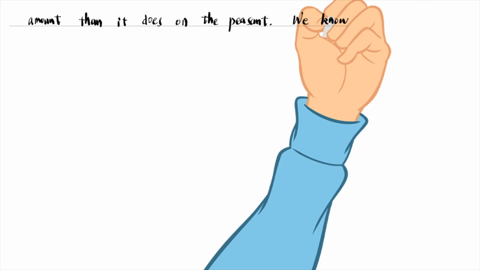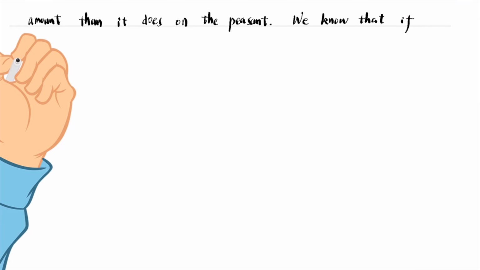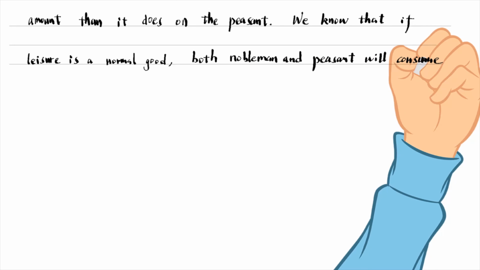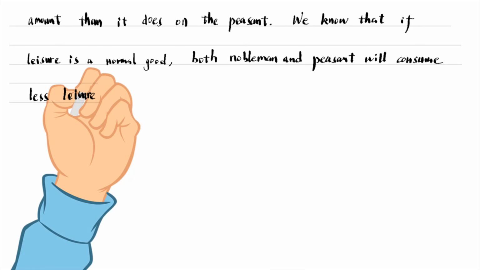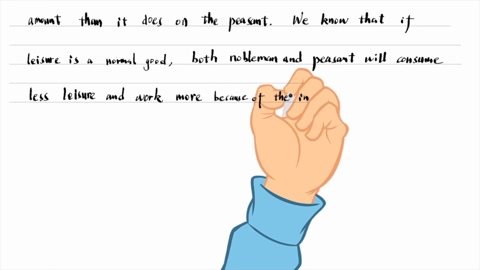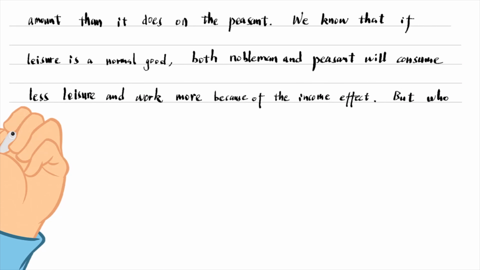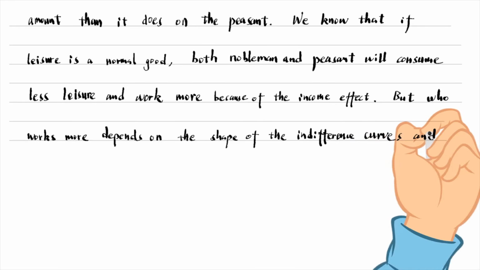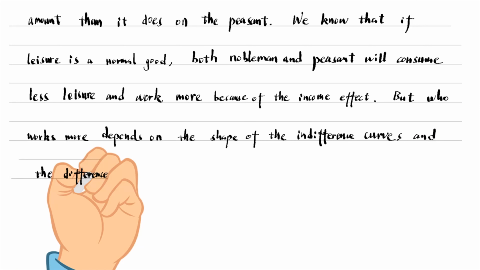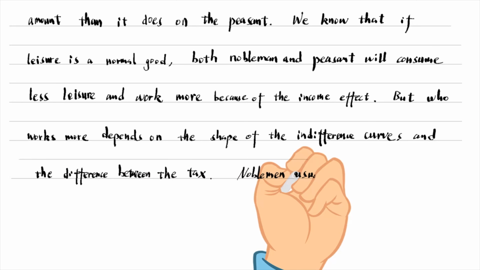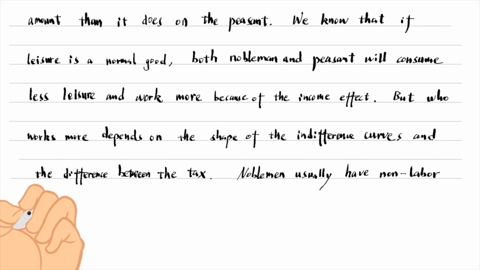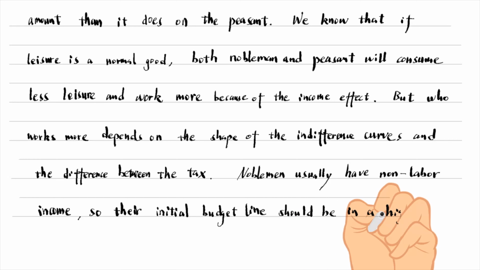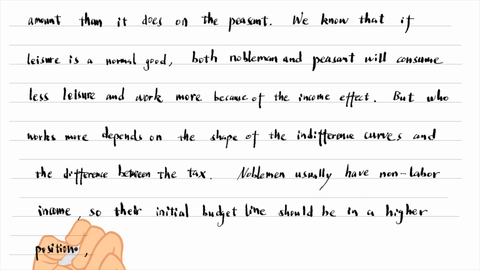We know that if leisure is a normal good, both the nobleman and the peasant will consume less leisure and work more hours because of the income effect. But who works more is hard to tell. It depends on the shape of the indifference curves and the difference between the taxes. Noblemen usually have large non-labor income, so their initial budget line should be in a higher position, which makes the question more complicated.